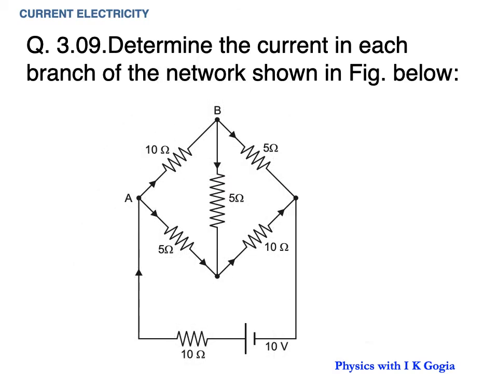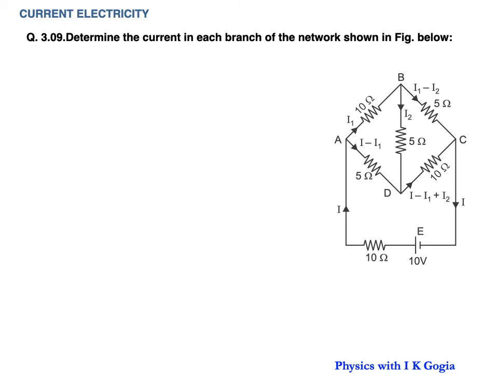Here is a figure for you. It's a Wheatstone bridge, but you can see this is unbalanced because this ratio 10 to 5 is 2 and this ratio is 1 by 2. So this is an unbalanced Wheatstone bridge. The current distribution we have taken, the question is on the screen for you.